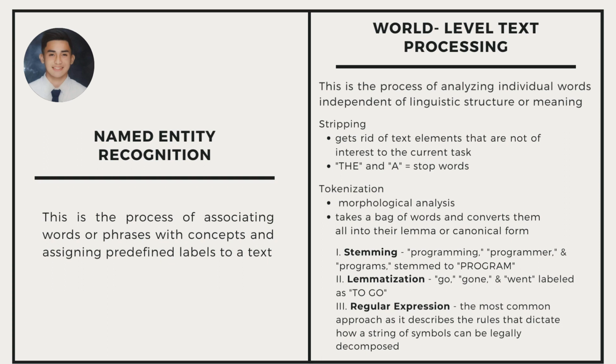And the last type would be regular expression, which is the most common approach, as it describes the rules that dictate how a string of symbols can be legally decomposed into different parts, logically. Despite their simplicity, simple bag of word methods have many uses, especially in approaches where the number of potential labels for text is relatively small, and the reports themselves tend to use a small core set of words and phrases to describe events. To be knowledgeable about the rest of the subtopics, continue listening as the succeeding reporters present them.